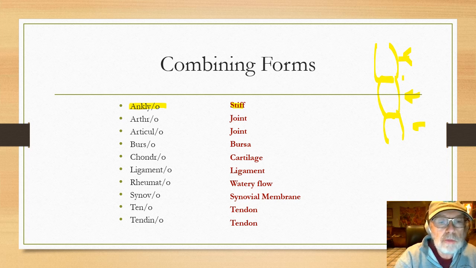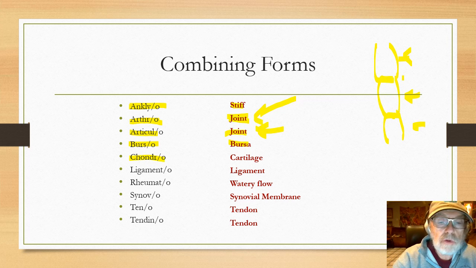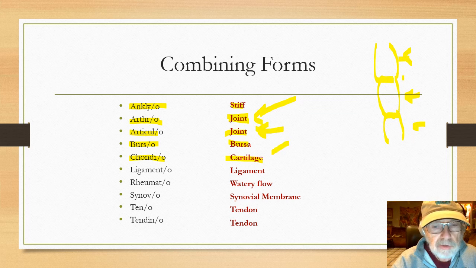Okay, so ankylo means stiff. Arthro means joint: arthritis, itis, inflammation of a what? Joint. Articulo also means joint. We talk about articulation, which means joint, but articulo also means joint. Burso obviously means bursal, like those little sacs we talked about in the last slide. Chondro means cartilage. Sometimes people get a chondritis, which would be inflammation of the cartilage.